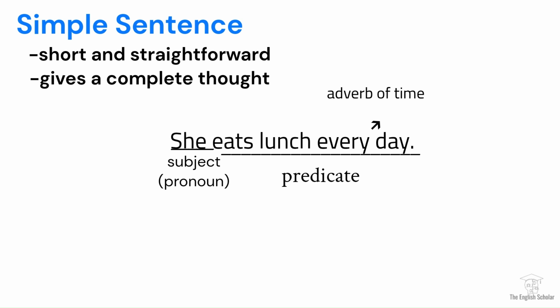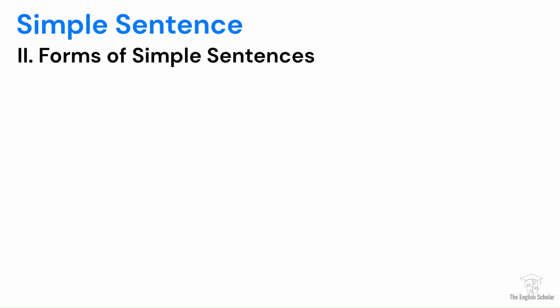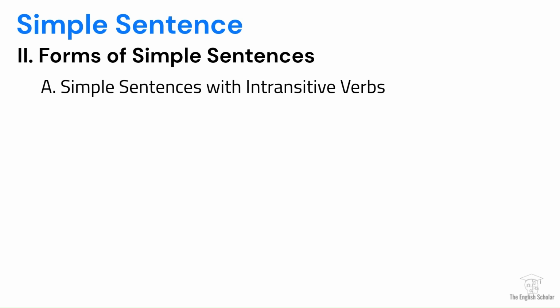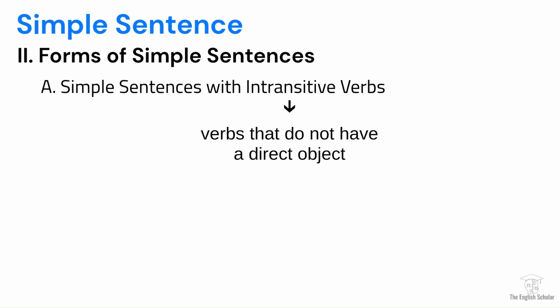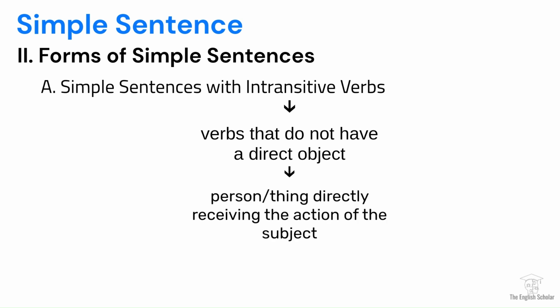Now, there are different forms of simple sentences. First, simple sentences with intransitive verbs. Intransitive verbs are verbs that do not need a direct object to complete their meaning. A direct object is a person or thing directly receiving the action done by the subject.